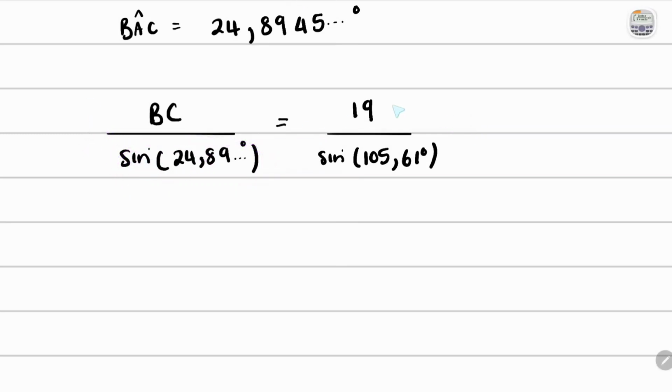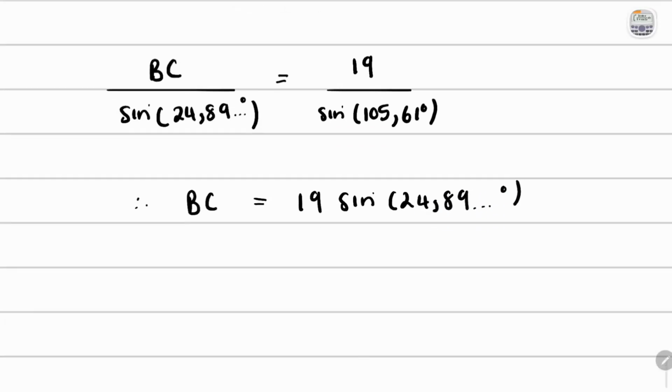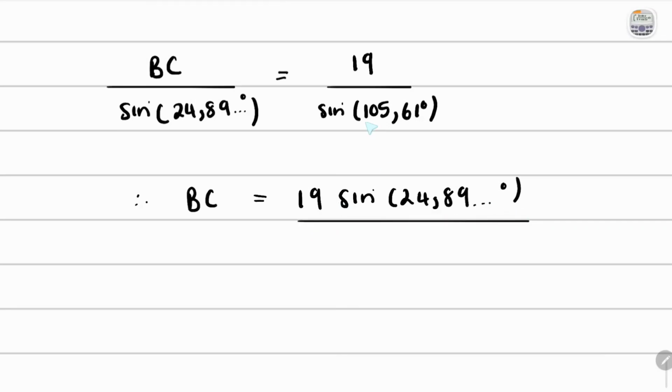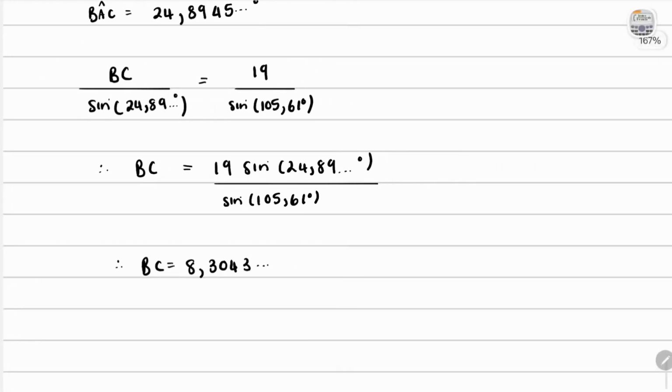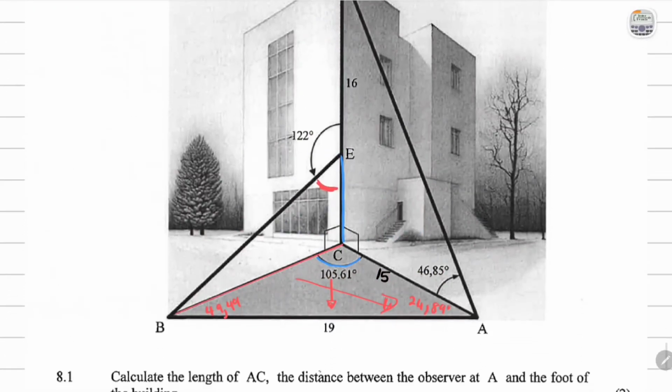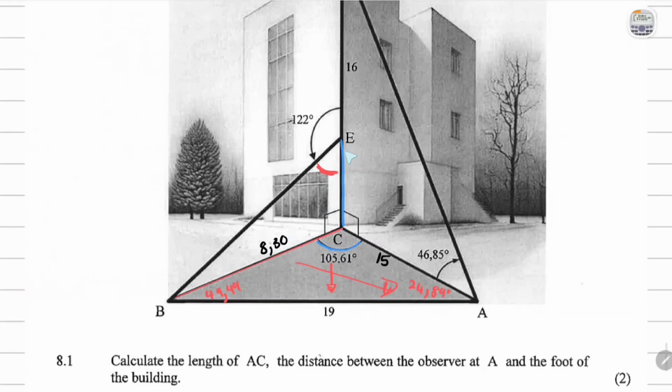So what will happen is it will move to the numerator, and now we have BC is equal to 19, and then sine 24 point something. We won't round off, we'll just use that as is, over sine of 105.61. Okay, so BC is now equal to 8.3043. Okay, we still won't round off. And let's just see, now that we have BC, so this is 8.30, we can finally find EC.